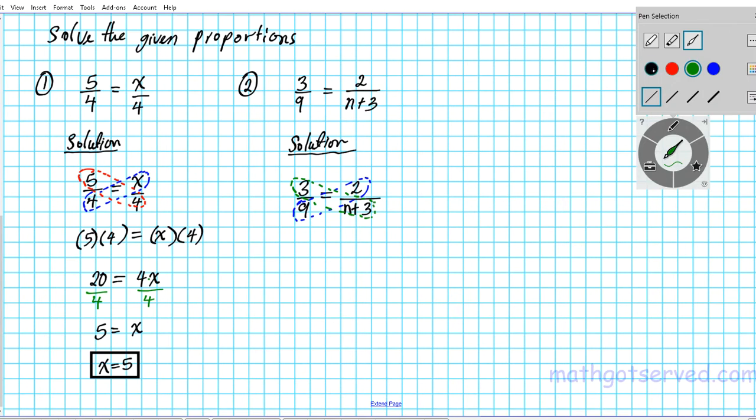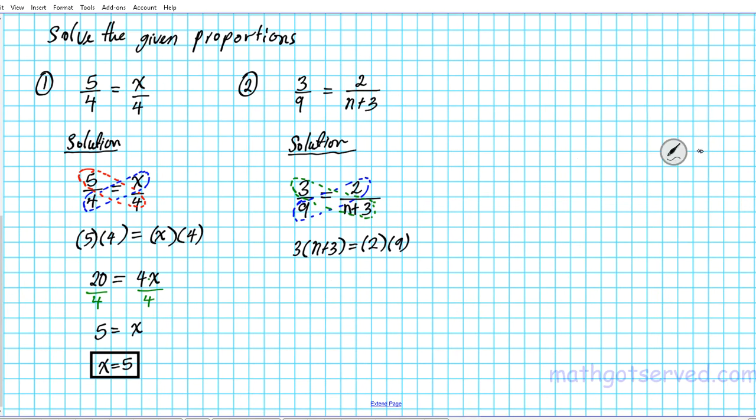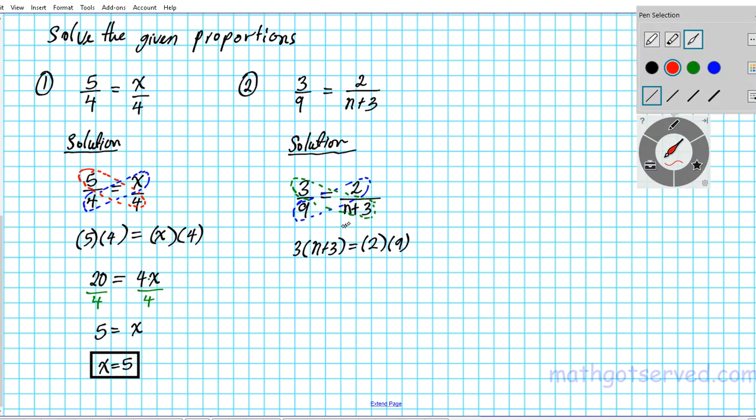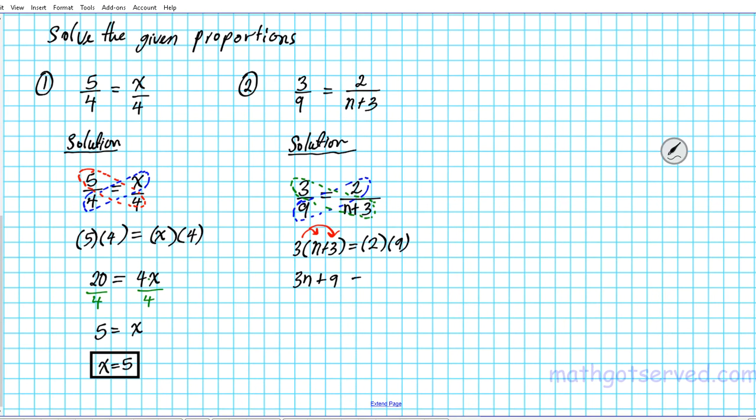Let's show what the resulting equation will be. We'll have 3 times n plus 3 is equal to 2 times 9. Let's multiply that out. On the left side, we have a parenthesis with 2 terms in it, so we have to distribute this 3 across the 2 terms in the parentheses, which results in 3n plus 9. 3 times n is 3n. 3 times 3 is 9. And on the right side, 2 times 9 is 18.